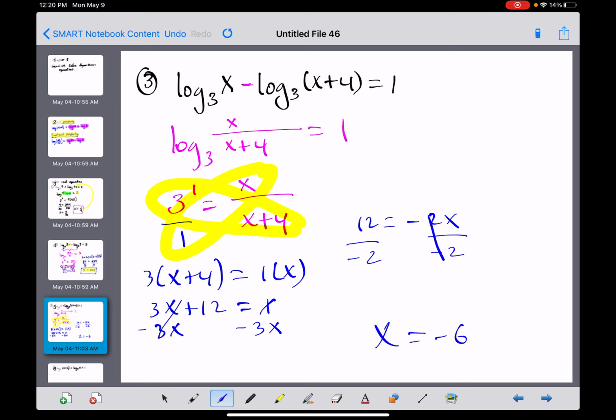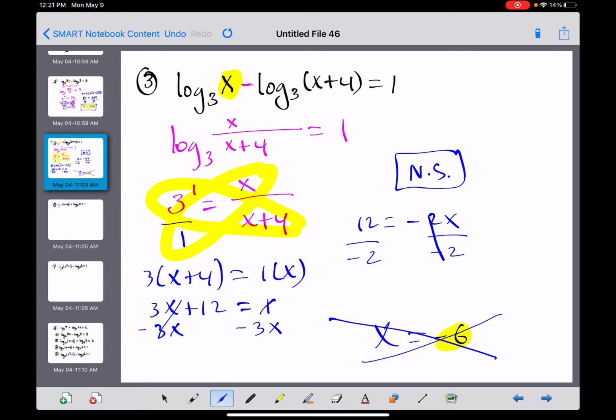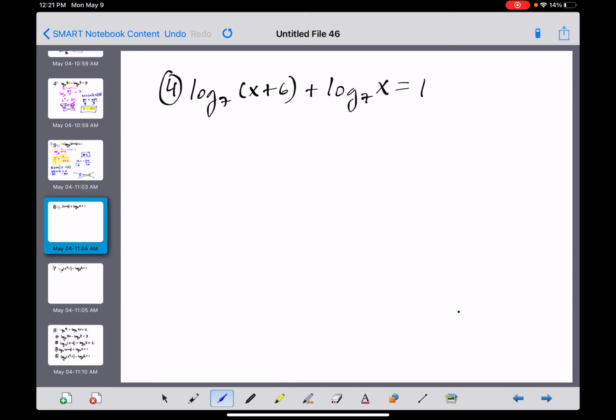Just like the previous problem, I'm going to plug negative 6 into the problem and make sure that it's okay. If we plug -6 into this x right here, notice it gives us log base 3 of -6. That tells me that this answer right here will not work. So for this particular problem, it's no solution. Let's move on to number 4.